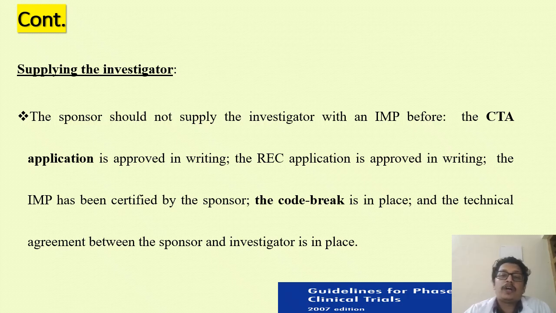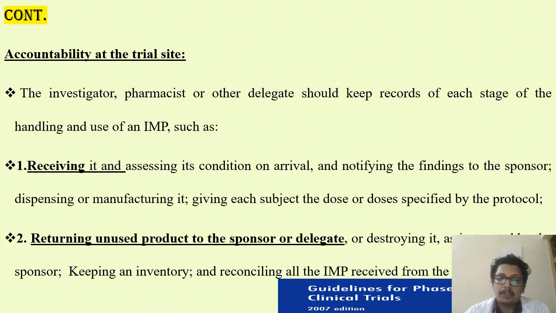So, regarding supply to the principal investigator: the sponsor should not supply the investigator with IMP before the clinical trial agreement and regulatory application are approved in writing, the IMP has been certified by the sponsor, the code break is in place, and the technical agreement between sponsor and investigator is in place.